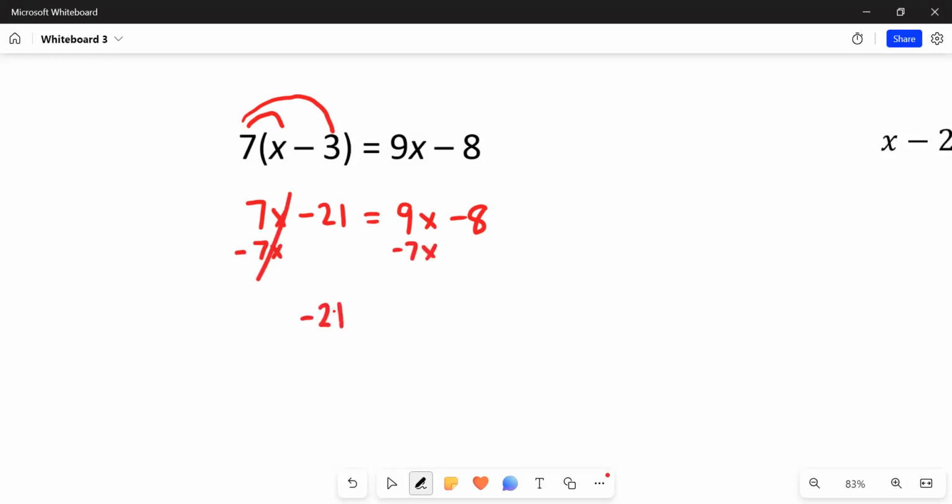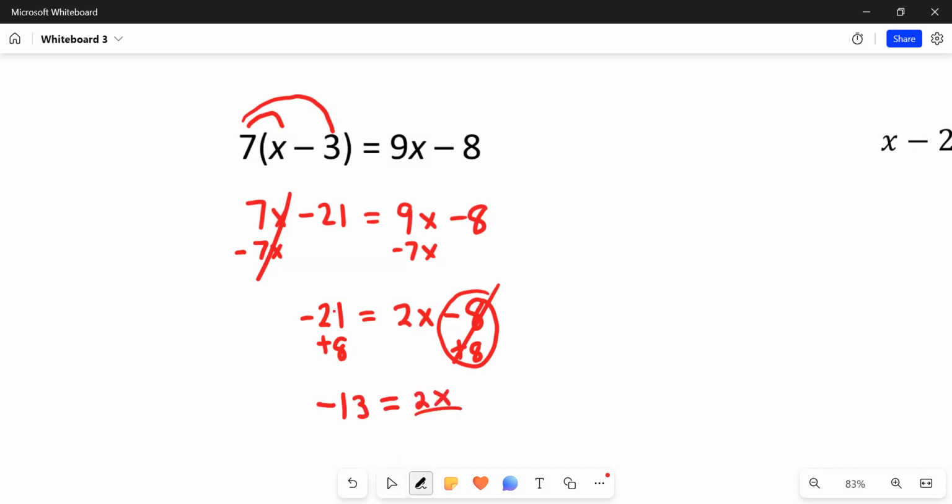Notice we're left with a negative 21. Here, 9x minus 7x is 2x. And then we're, again, trying to get x by itself. That's how we always decide what we're going to do. We have 2x minus 8. We're going to get rid of that 8 by adding 8. And the reason we're adding is that's the opposite. So negative 21 plus 8 will give me, I believe, negative 13. And that'll be equal to 2x.